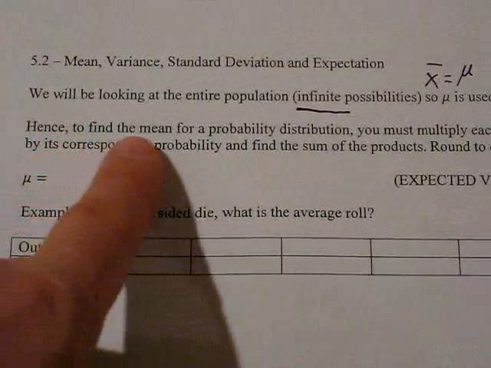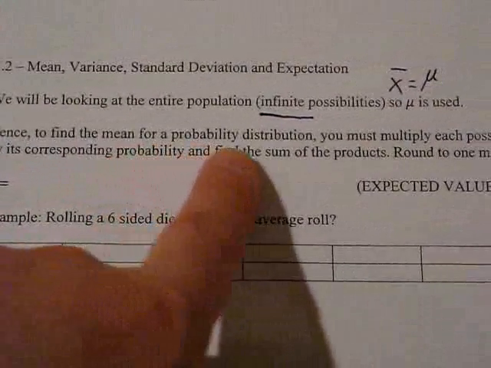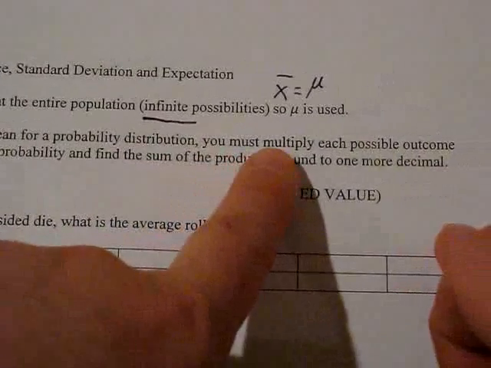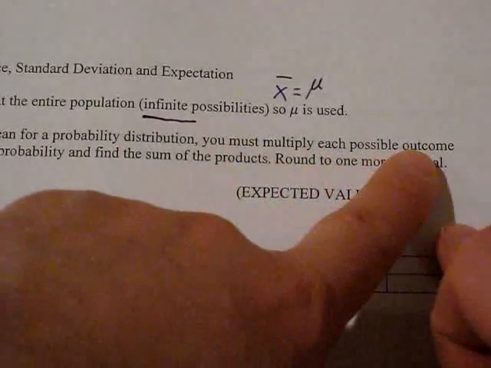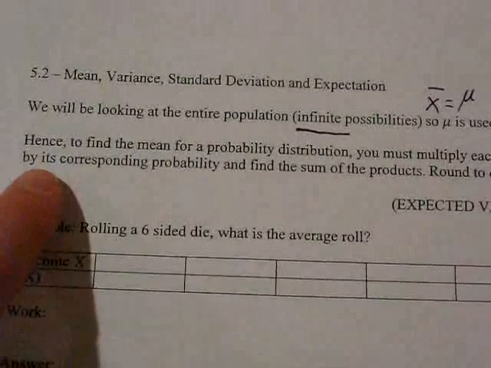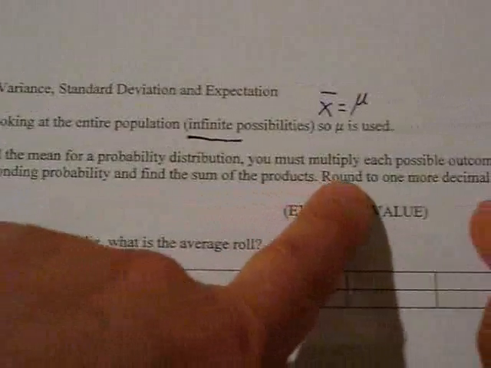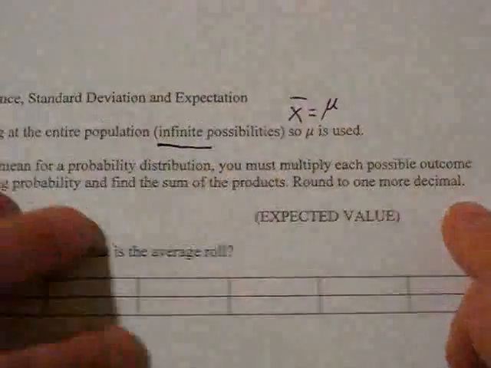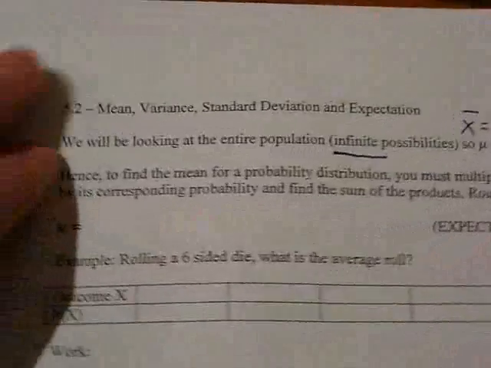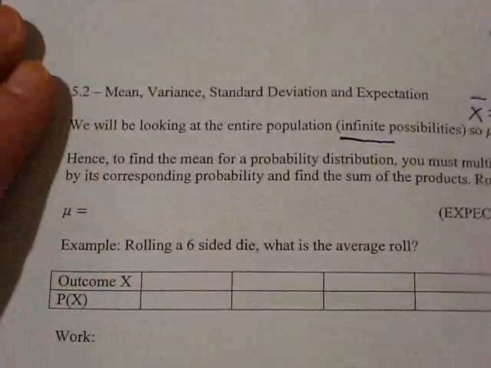Hence, to find the average or mean for a probability distribution, you must multiply each possible outcome by its corresponding probability, and then find the sum of the products. Round to one more decimal than you see in the problem. So this is our normal round rules. So let me show you how that's built here.